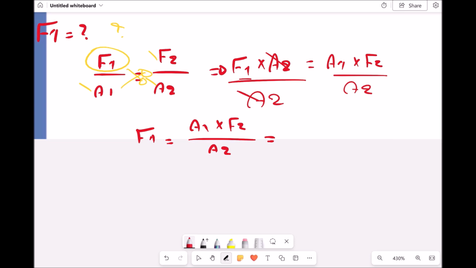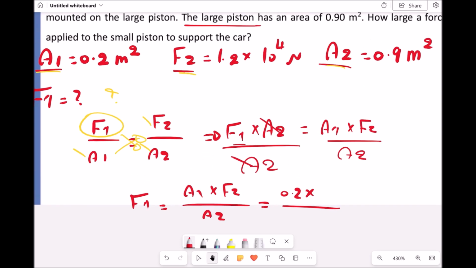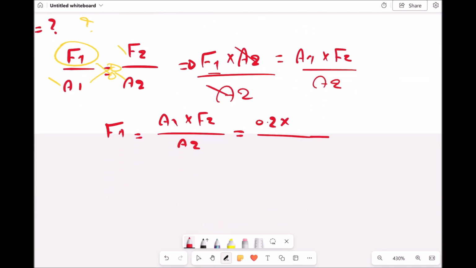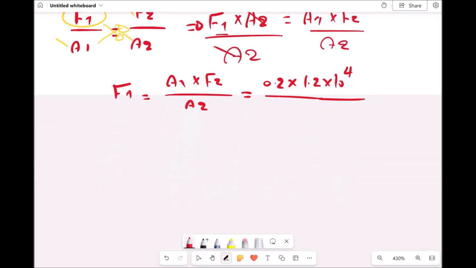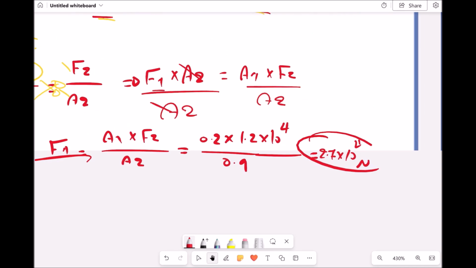A1 was equal to what, guys? It was equal to 0.2 times F2, which was equal to 1.2 times 10 to the power of 4. Then you had A2, which was equal to 0.9. Then calculate this, you'll get 2.7 times 10 to the power of 4 Newton. This is the force that must be applied on the small piston.